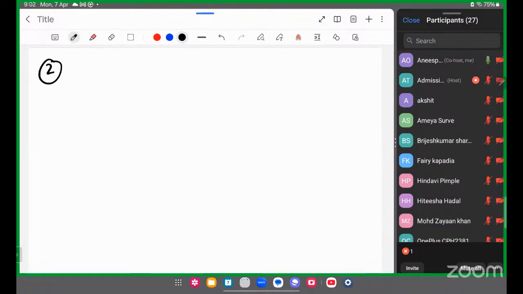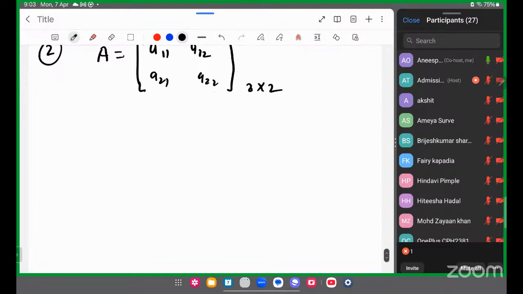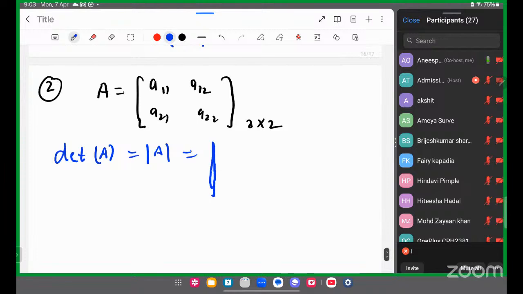Second point, we have a matrix with 2 into 2 order: A11, A12, A21, A22. This is a square matrix of 2 into 2 order. And we want to find out its determinant. So determinant of matrix A can be written as this one. In some books we will write it as determinant. I am again stating it. This is not modulus. This is determinant.